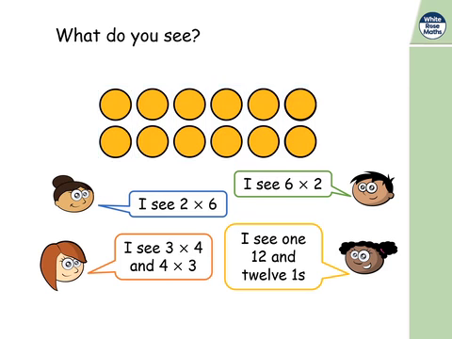So what about 3 groups of 4? Oh yes, 3 groups of 4. And 4 groups of 3? Oh yes, brilliant, Rosie. And then of course, 1 set of 12 and 12 ones. Did you spot all those too?